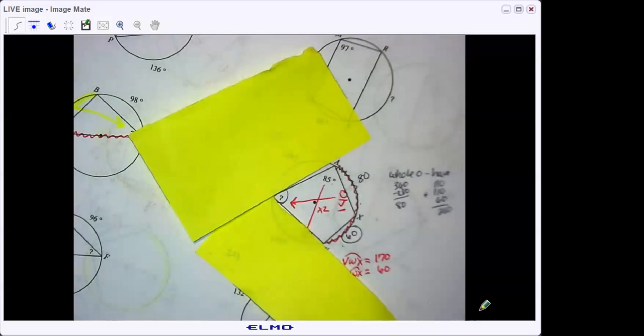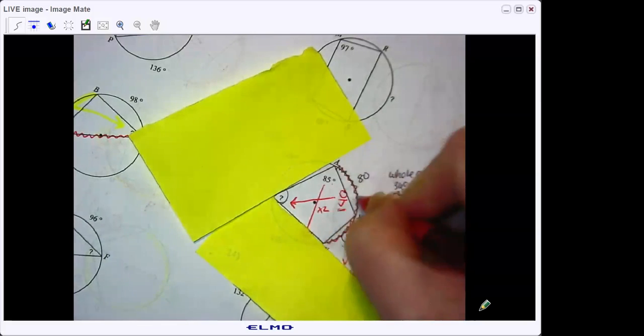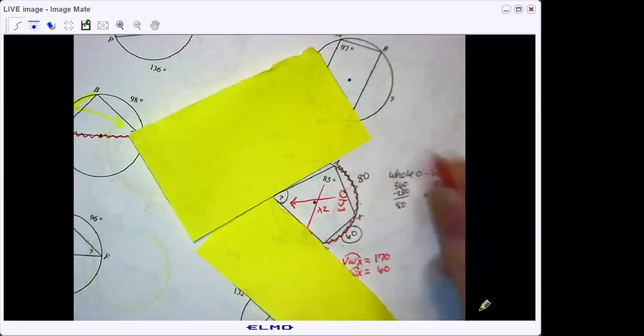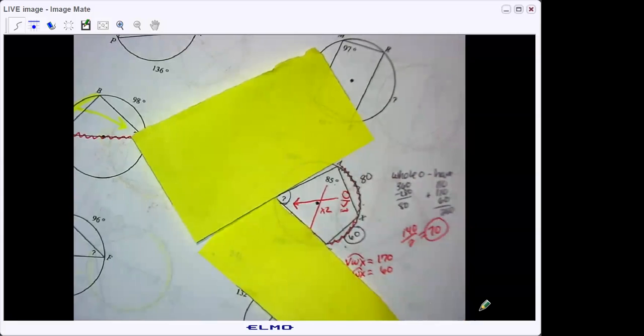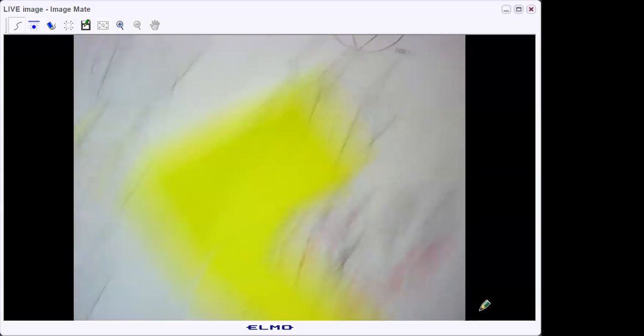Others are getting it correct. It's less than 80. So if you got the answer less than 80 in the chat box, you're correct. So John's question is, when do we divide by 2? This is when we divide by 2. When we go from the arc to the angle, we divide by 2. So 140 divided by 2 is 70. And there's your answer. Awesome. We're going to do one more on here, and then we'll transition to the other page.